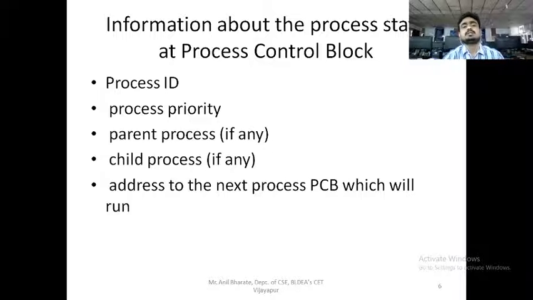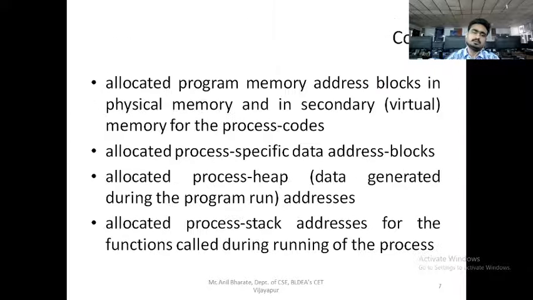The information about the process state in the process control block includes: the process ID, process priority, parent process if any, child process if any, and the address of the next process's PCB which will be under execution. Next, the allocated program memory address blocks in the physical memory and in the secondary memory for the process code. Allocated process-specific data address blocks. The allocated process heap, that is nothing but the data generated during the program's execution. The allocated process stack, the addresses for the functions called during the running of the process.